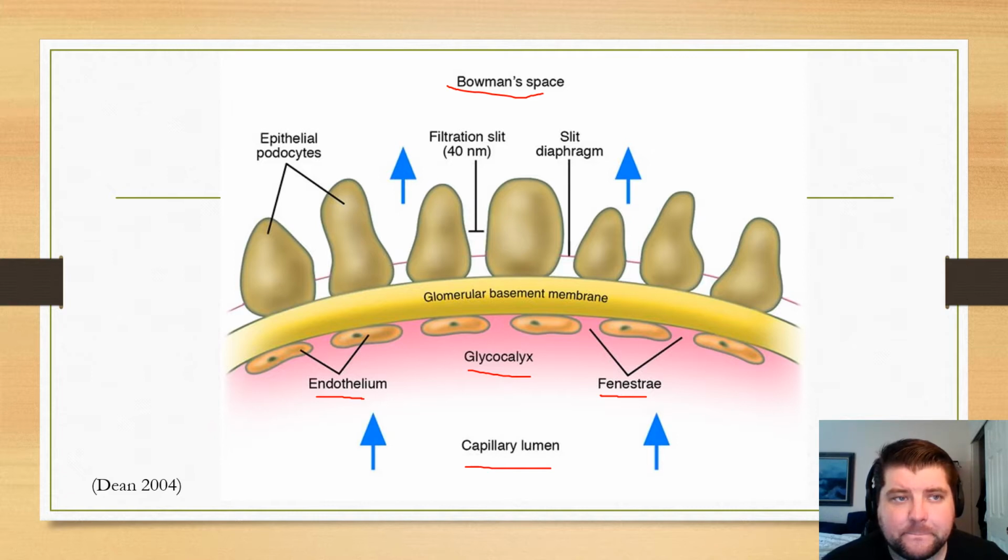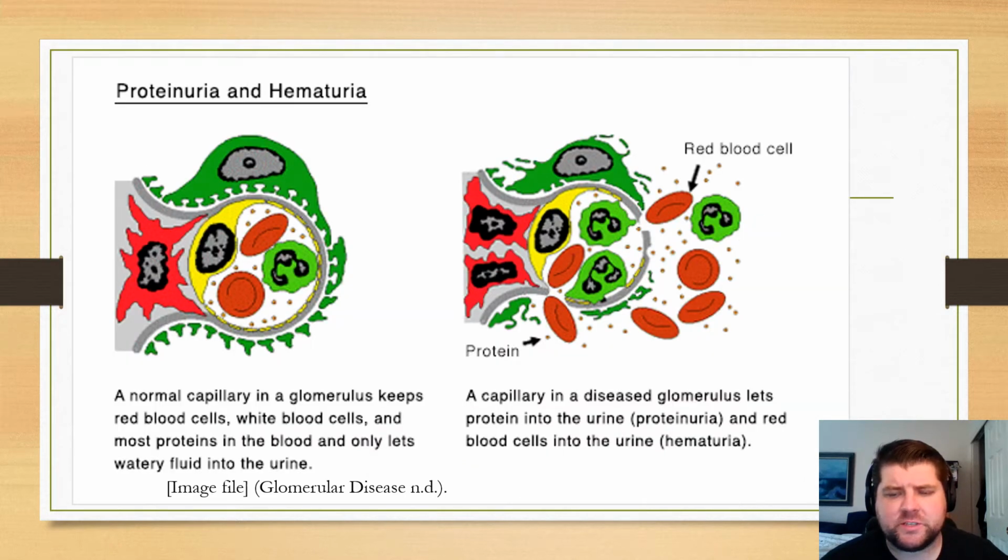And we could also see that there are these epithelial podocytes, which occur on the outside and allow for the movement of filtrate. In these epithelial podocytes, there's a space of about 40 nanometers. So this brings us to our next topic, and that's problems within the kidneys.